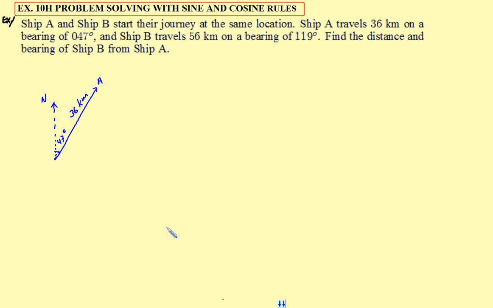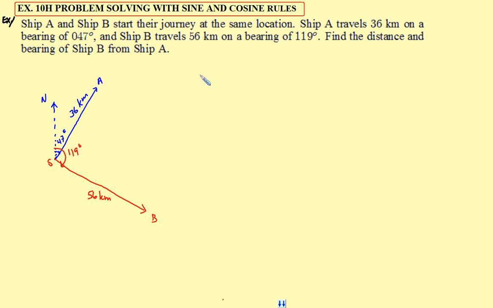Now, our next part of the question says that ship B travels 56 kilometers on a bearing of 119. Well, it's still from the same starting point, so 119 degrees is approximately this much, and it will go for 56 kilometers. So the line will be slightly longer than the 36 kilometer line. And this is where ship B will be found, at 119 degrees.